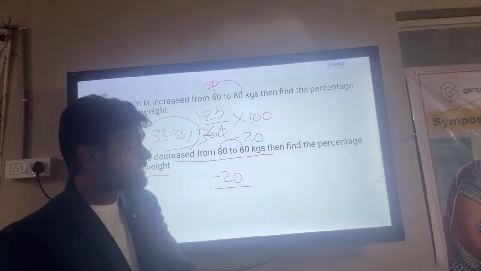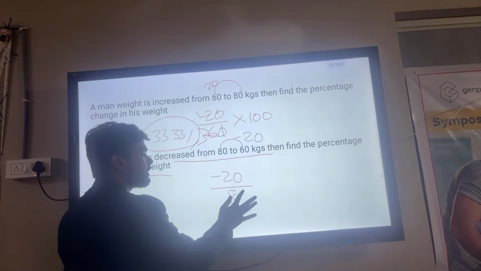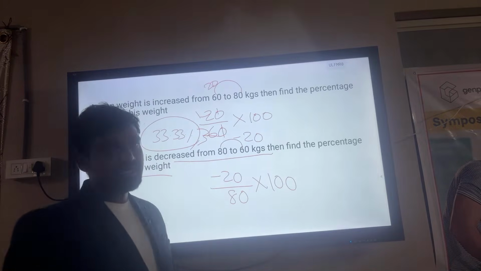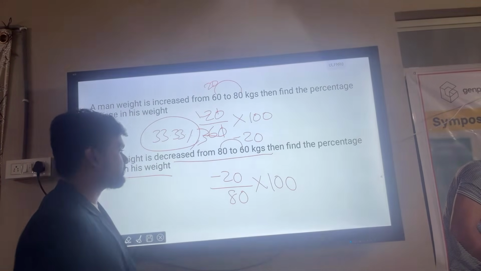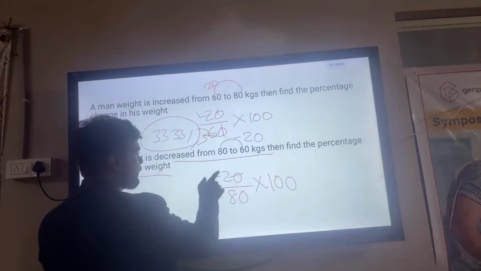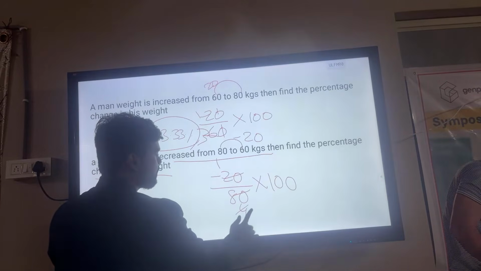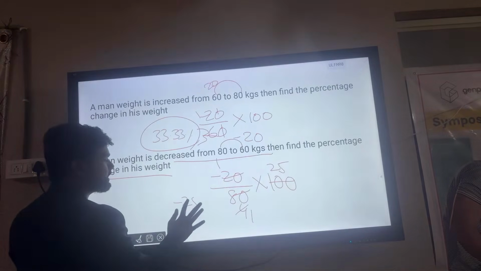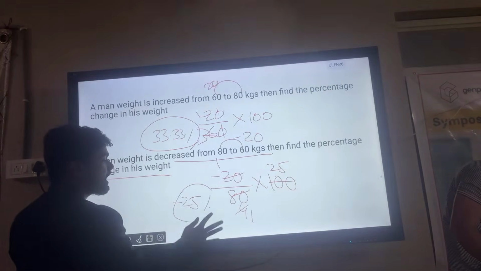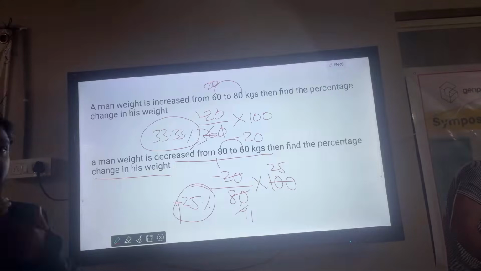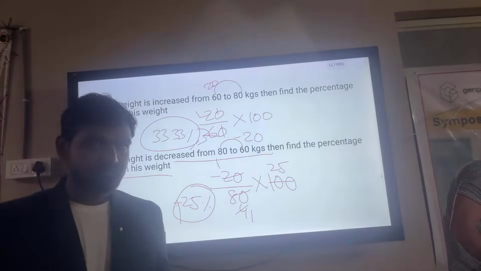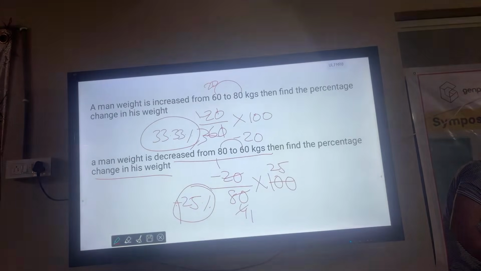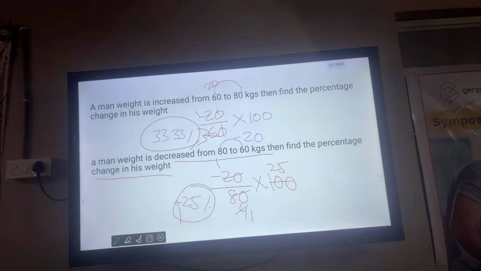What change happened? 80 to 60. What is the base value? 80, into 100, because you have to convert into percentage. That's why into 100. 20 ones are 2, 4 ones are 4, 25. What is the percentage change? 25% change. This minus symbol indicates decrease.